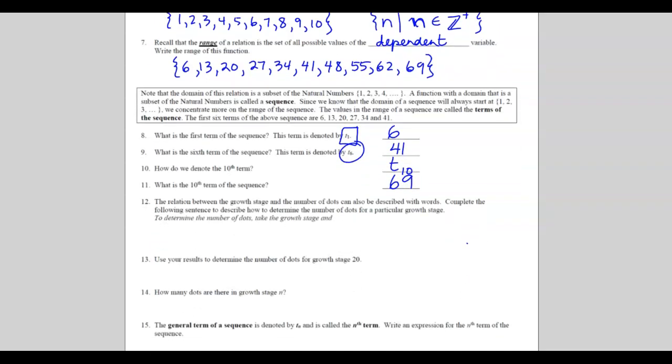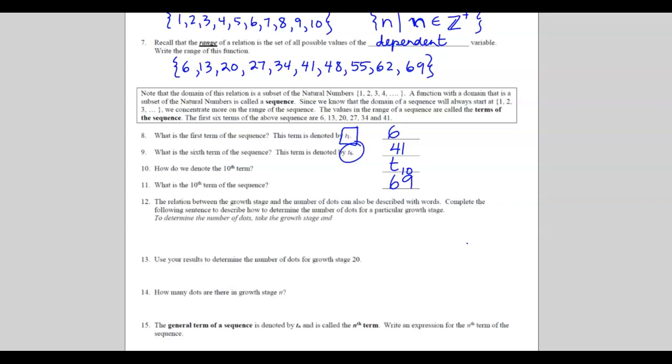Okay, and then the relation between the growth stage and the number of dots can also be described with words. Complete the following sentence to describe how to determine the number of dots for a particular growth stage. Basically, what's the formula in words? So if I said, what's the number of dots for the 20th fish, growth stage 20, what could you do? Well, we do know that each consecutive one is 7 more than the last, but we want to be able to, knowing our growth stage, do something to this, multiply, divide, add, subtract, whatever, in order to get that number, okay?